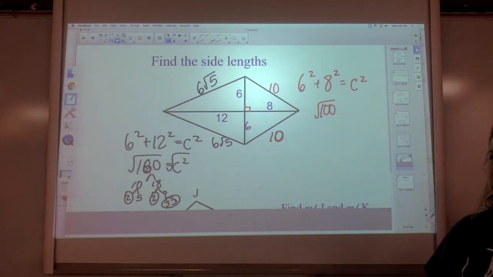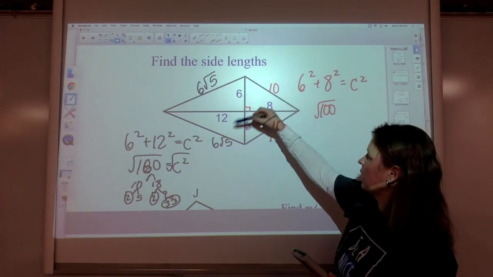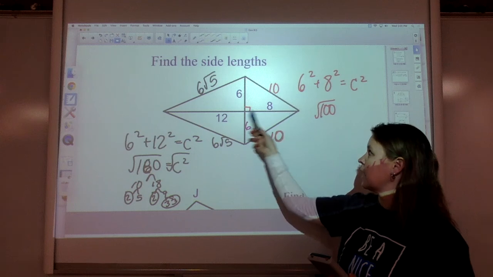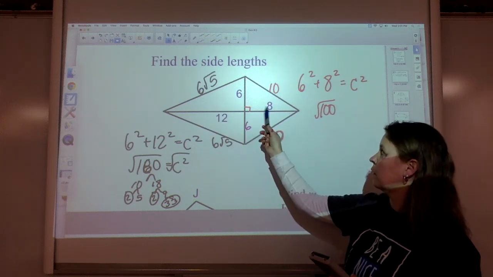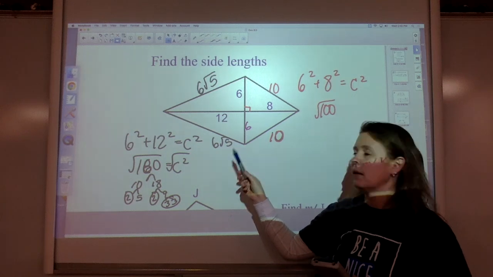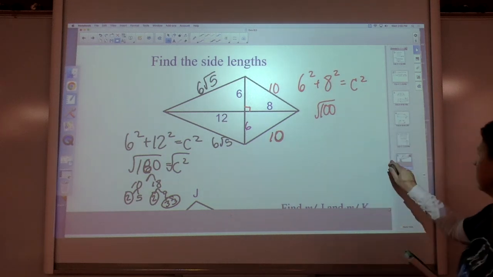But we didn't say anything about diagonals being bisected. That's because they're not. This diagonal is not bisected. It's 12 over there and 8 over here. But this diagonal will always be bisected, but only one of them is.